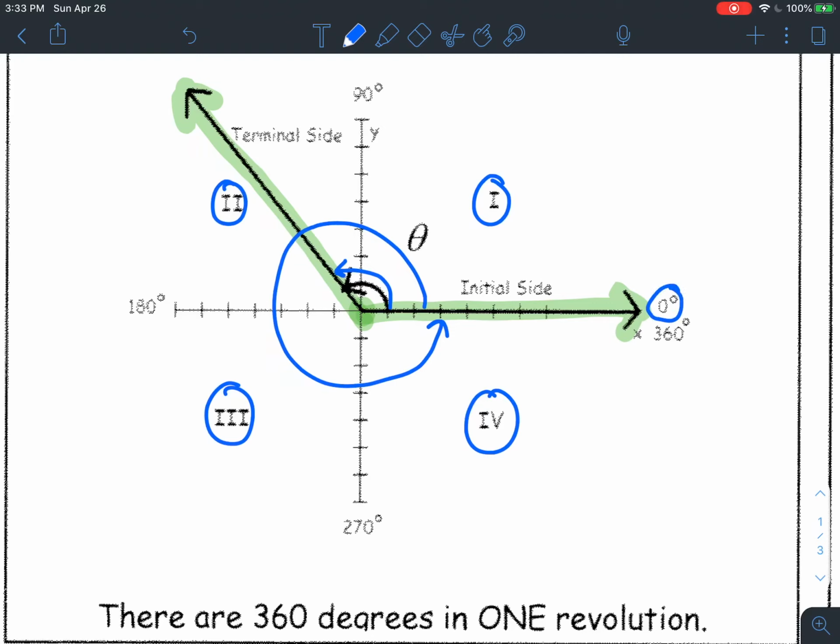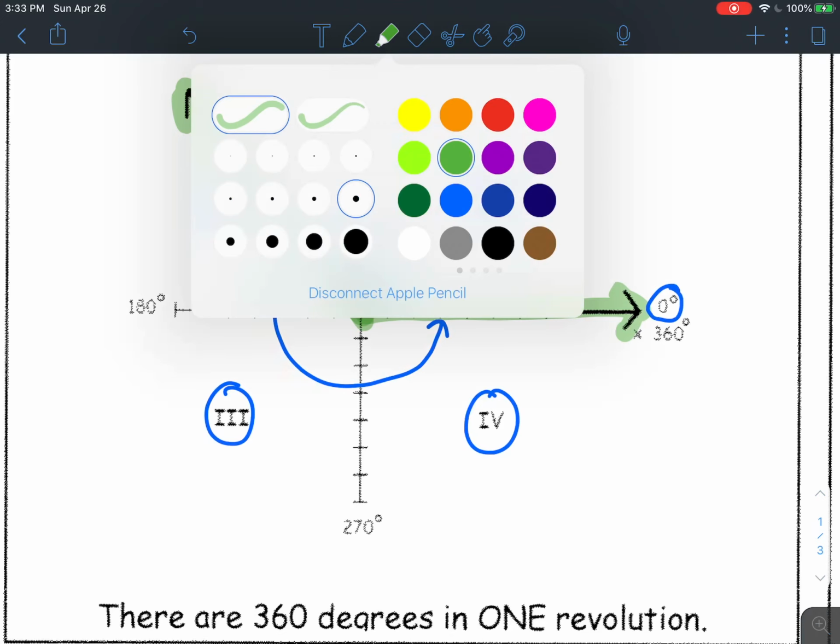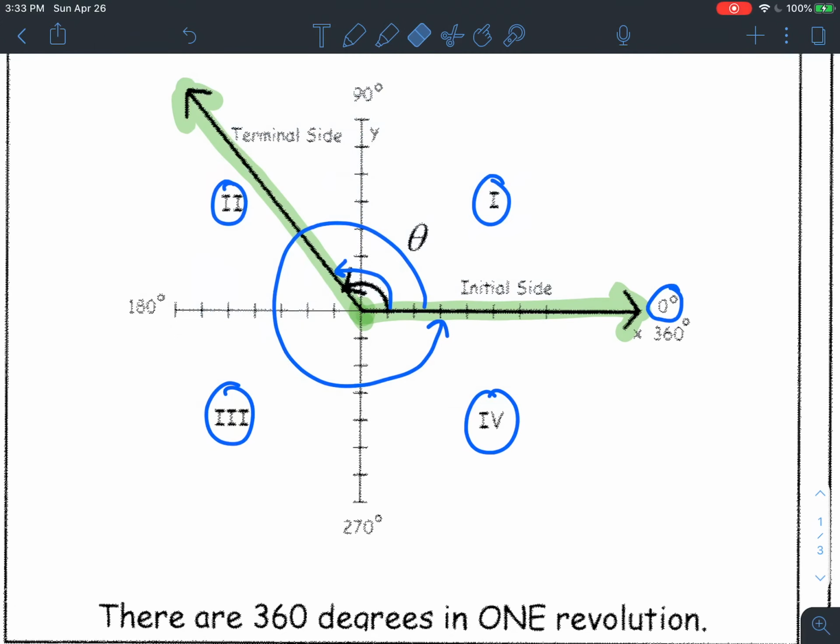As soon as we hit my positive, let me change my highlighter color. Let's highlight in blue this time. So our positive y-axis. As soon as we hit the positive y-axis, we've rotated 90 degrees. As soon as we go halfway around my circle, I've gone 180 degrees. That would just look like a flat line. If I continue and rotate all the way down here, the next quadrant is 270, and then back to 360.